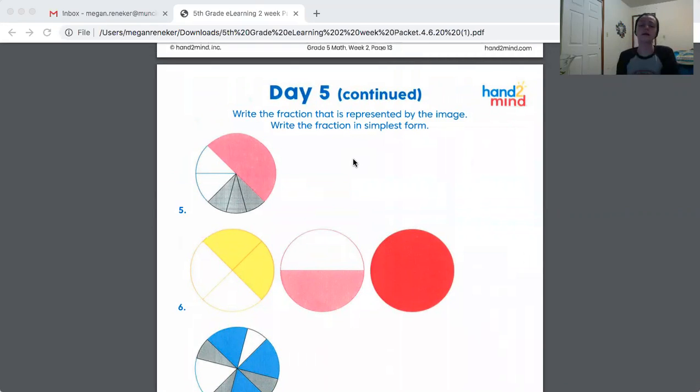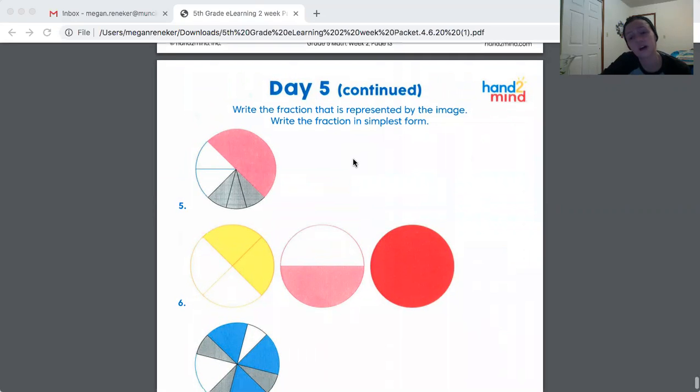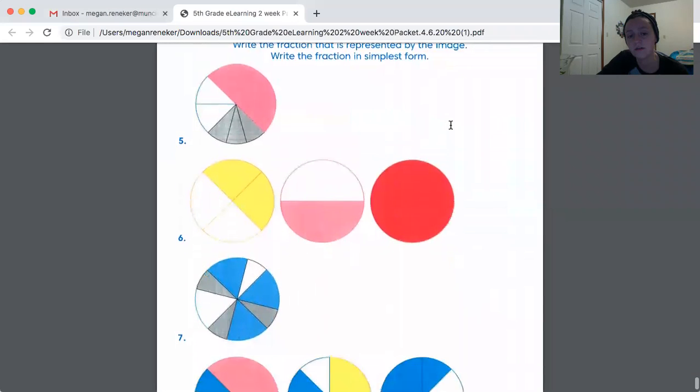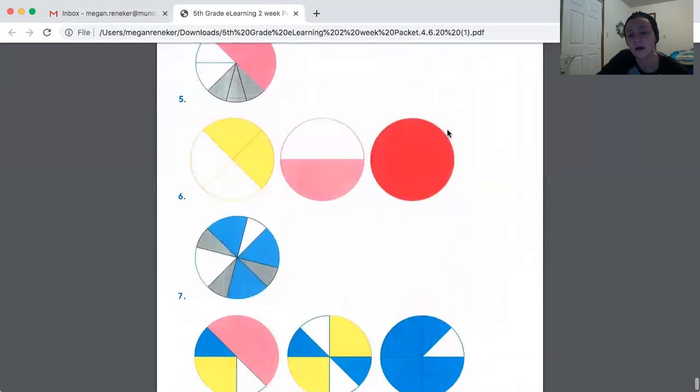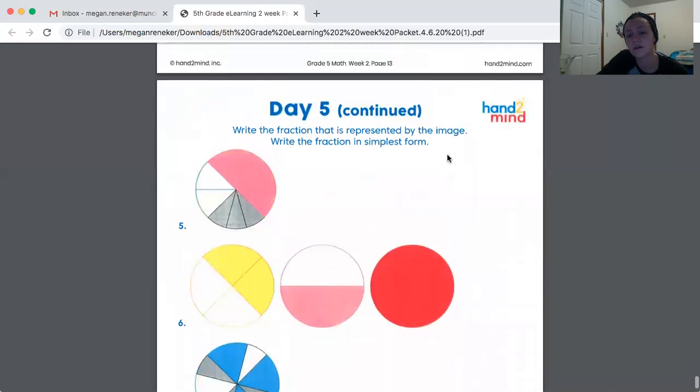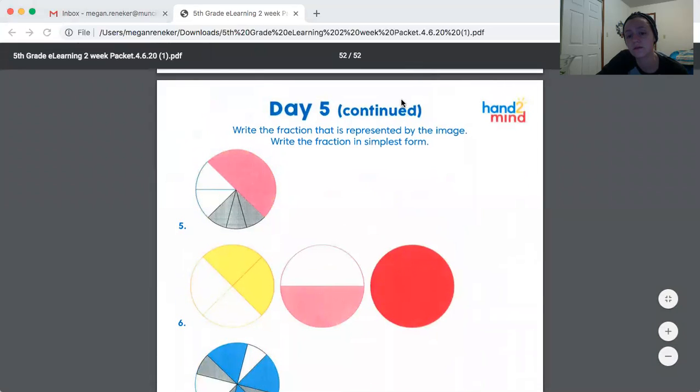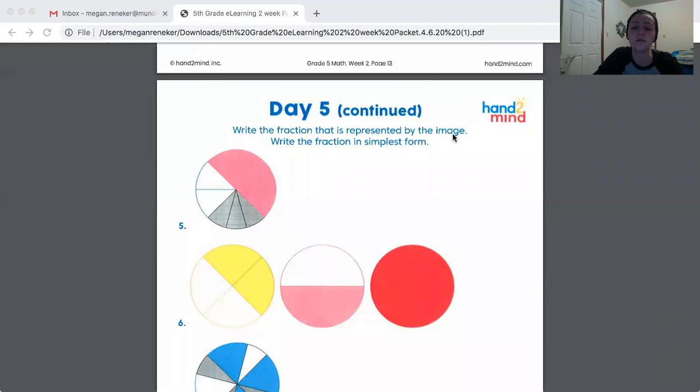Now we're going to look at the second page of day number 5. Okay, so there's kind of a pattern with these problems here. They're circular models. Each color represents a different fraction. So if I was you, I would start by making myself a little key telling me what each color represents. Okay, so if we look at our problems here, we see this entire circle is shaded in red. So that tells me that red equals 1 whole. Okay, so red is equal to 1, or 1 whole.